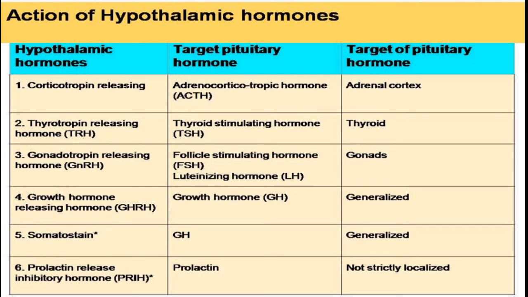This slide is showing a list of hormones secreted by the hypothalamus and their pituitary hormones. The hypothalamus mostly secretes releasing or inhibitory hormones, and they either decrease or increase the activity of target organs accordingly. For example, hypothalamic hormones are corticotropin releasing hormone, thyrotropin releasing hormone, gonadotropin releasing hormone, growth hormone releasing hormone, somatostatin, and prolactin inhibiting hormone, and they act on the pituitary gland to increase or decrease the secretion of their respective target hormones.